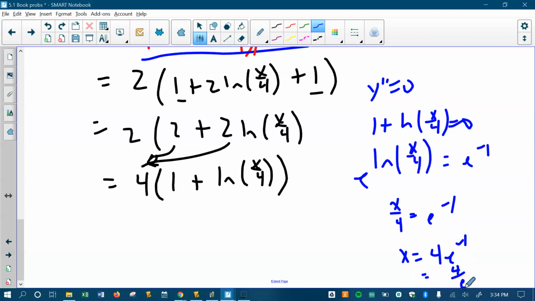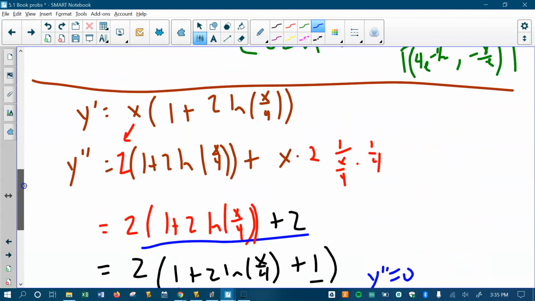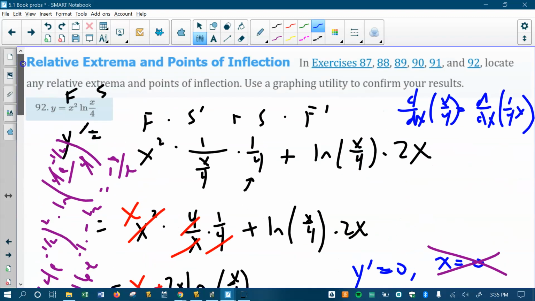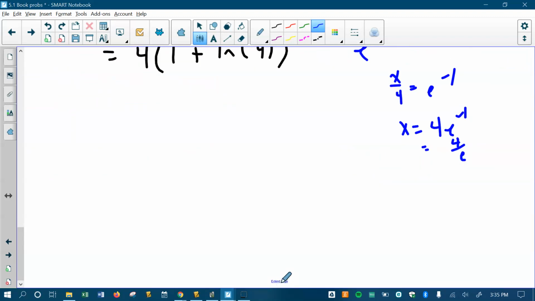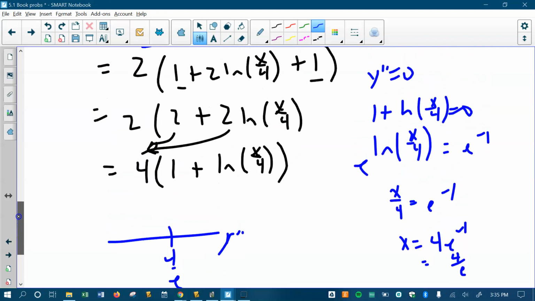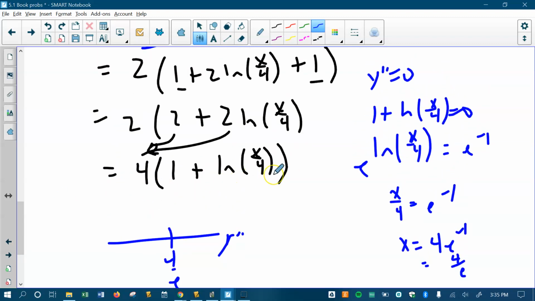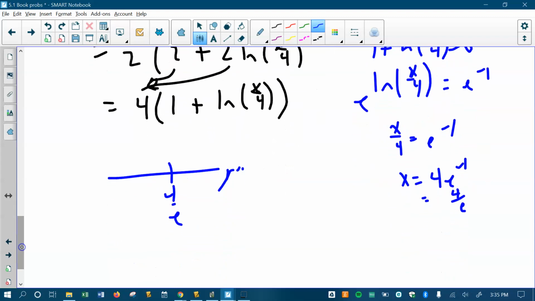Okay, that's supposed to be my point of inflection. I don't have any other points here, so let's do a line test and make sure that that's right. Oh gosh, this problem will end at some point. 4 over e, y double prime. Okay. So I'm looking at this equation, seeing what happens when I have a really, really big number and a really, really small number. If I pick something like 100, I'm going to get a positive number here, plus a positive number, plus a positive number. That's going to be positive. If I pick a small number like 1 over e, 1 over e is pretty small.